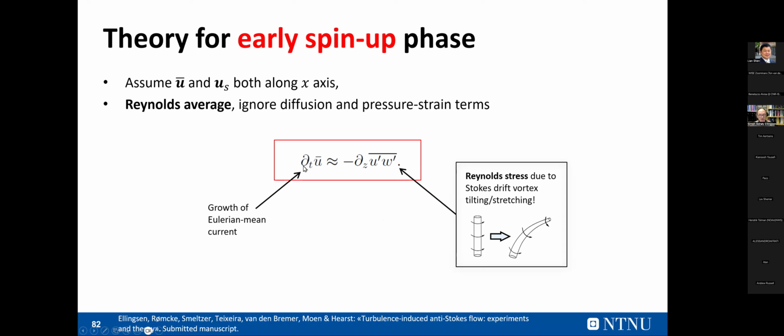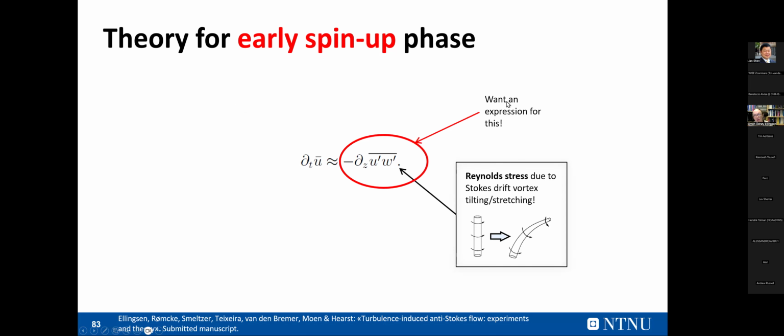On the left-hand side, you see that there is a rate of growth of the Eulerian current. On the right-hand side, you have this Reynolds stress due to the stretching and tilting. Now, if you can come up with an expression for the right-hand side, that would help you explain things a little.